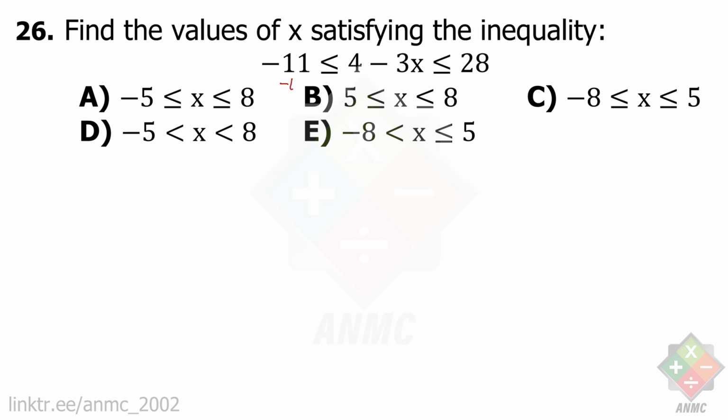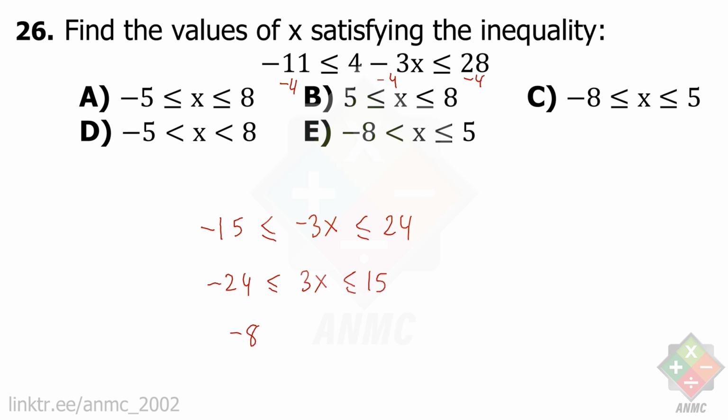Let's subtract 4 from all parts. We are going to reach minus 15 is less than or equal to minus 3x is less than or equal to 24. Let's multiply all parts by minus 1. Minus 24 is less than or equal to 3x is less than or equal to 15. Let's divide all sides by 3. Minus 8 is less than or equal to x is less than or equal to 5. This means the answer is C.